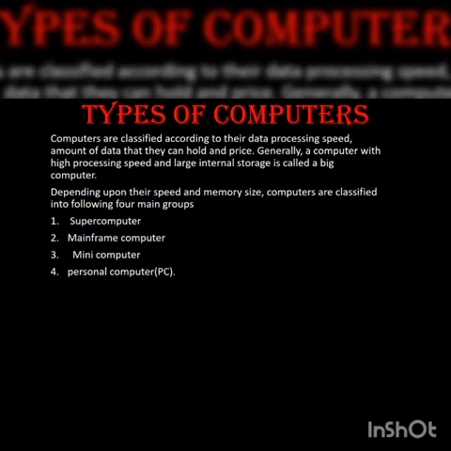Now let me discuss the types of computers. Computers are classified according to their data processing speed, the amount of data that they can hold, and price. Generally, a computer with a high processing speed and large internal storage is called a big computer. Depending upon their speed and memory size, computers are classified into four main groups, which are supercomputer, mainframe computer, minicomputer, and personal computer. Let me discuss one by one.